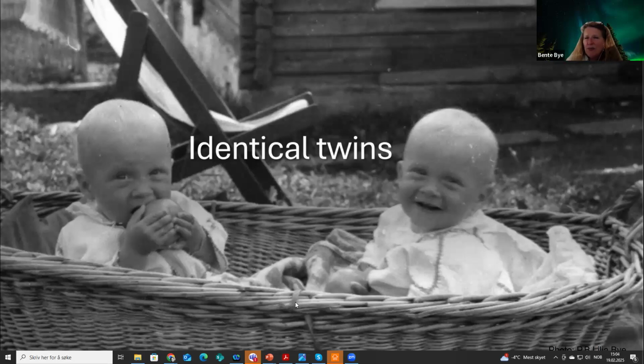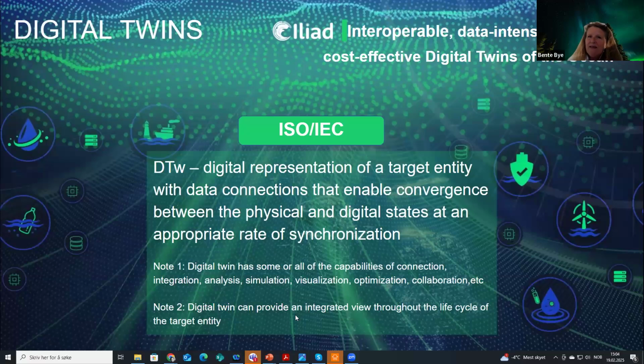Now, one of the differences between identical twins like you see here and digital twins is that identical twins, as they grow older, become more and more different. At this stage, the parents had to tag them to see who is who. But with digital twins, we go the other way. As time goes by, we are able to make a much better representation of reality in digital twins.